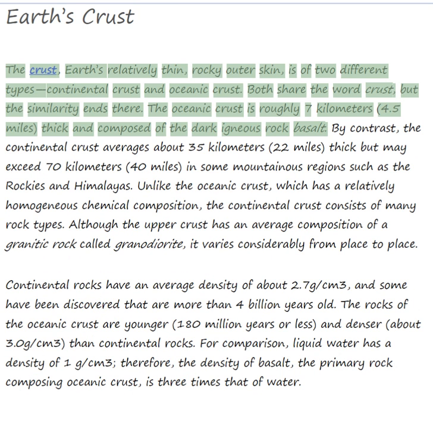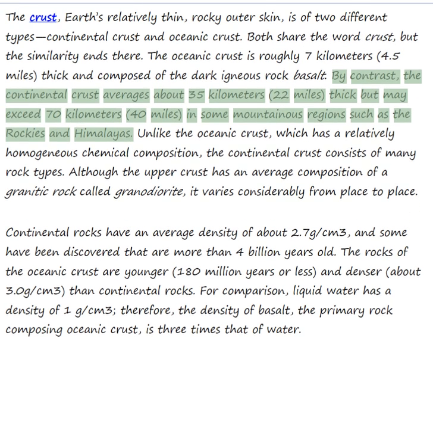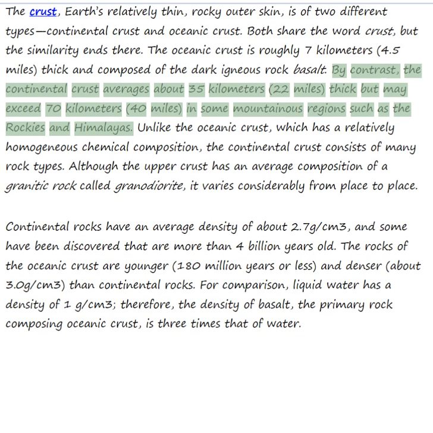Earth's crust. The crust, Earth's relatively thin, rocky outer skin, is of 2 different types, continental crust and oceanic crust. Both share the word crust, but the similarity ends there. The oceanic crust is roughly 7 kilometers thick and composed of the dark igneous rock basalt. By contrast, the continental crust averages about 35 kilometers thick but may exceed 70 kilometers in some mountainous regions such as the Rockies and Himalayas.